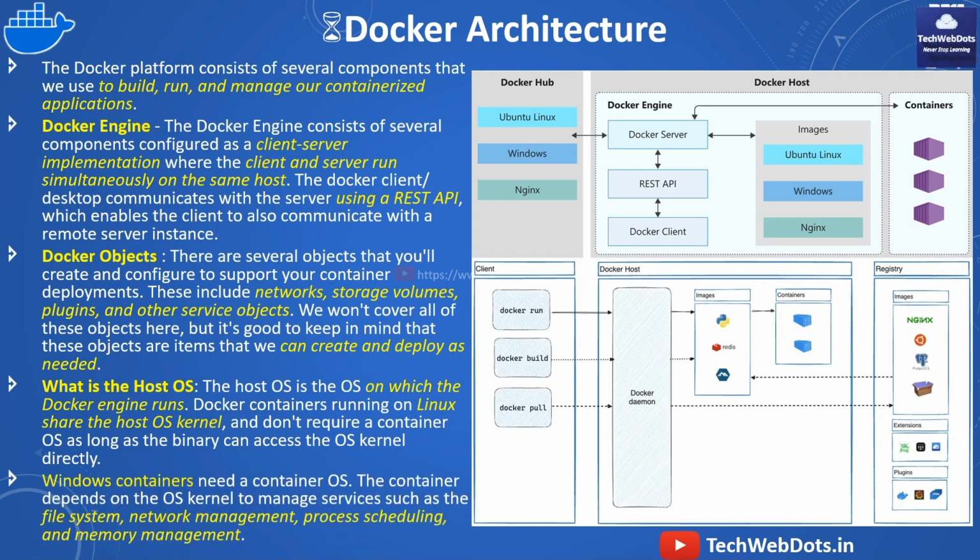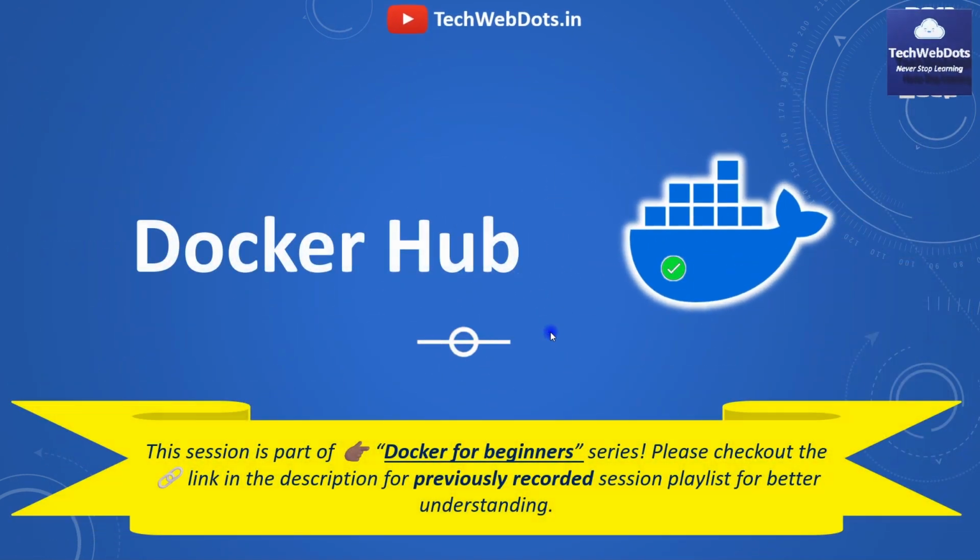The last point in the Docker architecture: Windows containers need a container operating system. We are talking about Windows here. The container depends on the OS kernel to manage services such as file system, network management, process scheduling, and memory management. From the overall point of view, I think this information is enough to understand how the Docker architecture works. I hope it is clear for you.